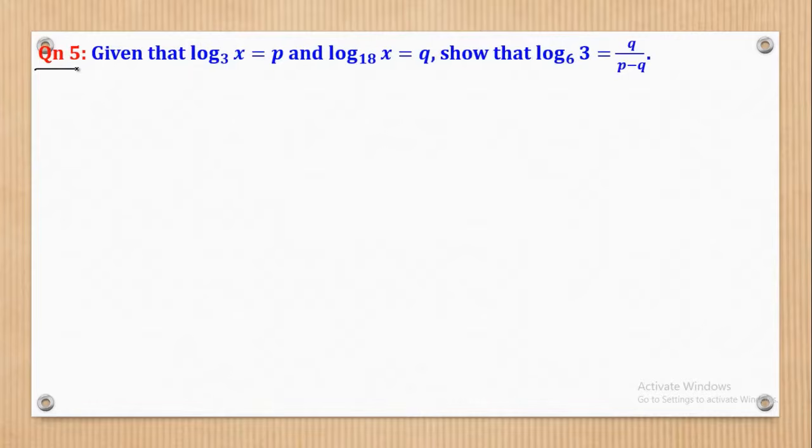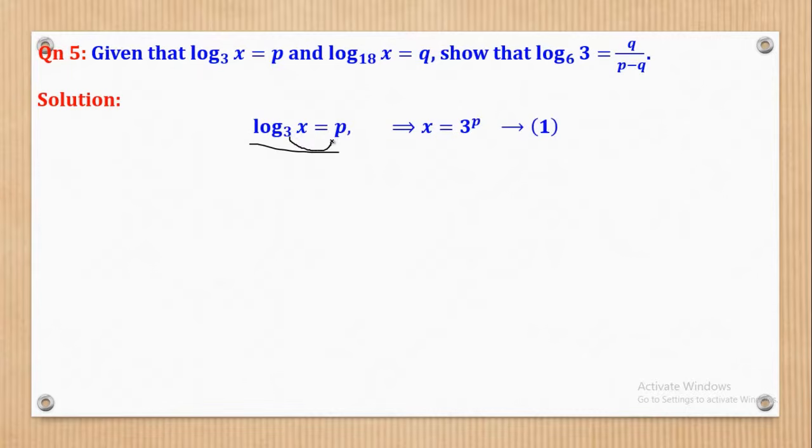So now we shall go to question 5, which says that given that log base 3 of x is equal to p and log base 18 of x is equal to q, show that log base 6 of 3 is equal to q over p minus q. So from this one, it implies that 3 to power p is equal to x, as you can see it here, and that will be equation 1. Then also from this, it implies that 18 to power q is equal to x, which is that, and that will be equation 2.